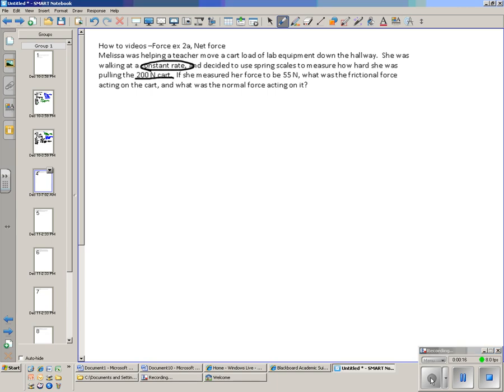We've got pulling it with 200 newtons. I'm sorry, the cart is 200 newtons. The pulling force is 55 newtons. We're looking for the frictional force and the normal force.